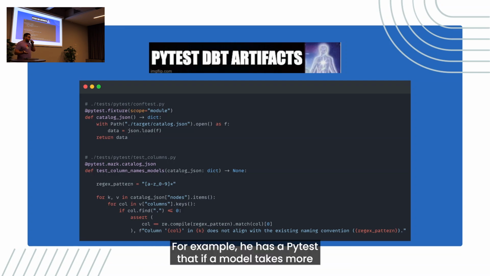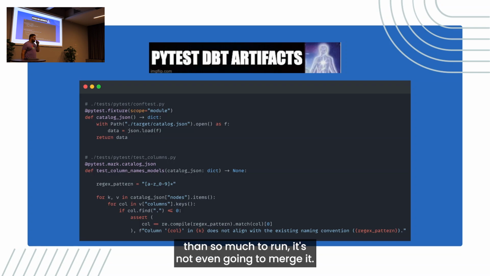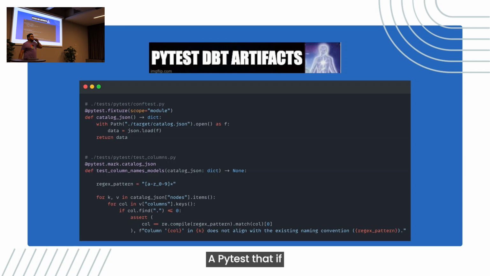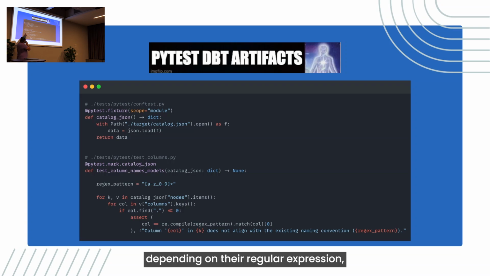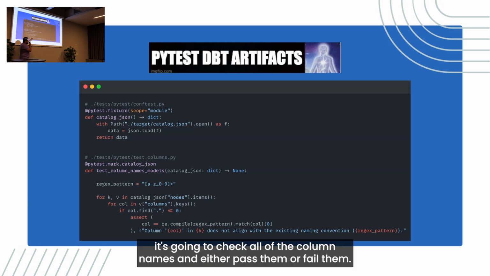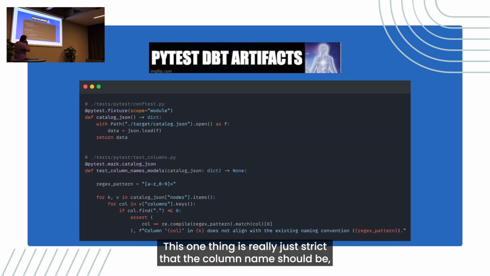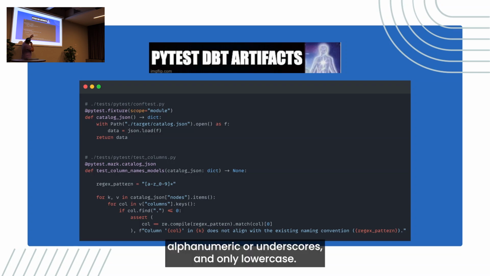For example, he has a Pytest that if a model takes more than so much to run, it's not even going to merge it. A Pytest that if the number of rows is less than the previous time, it's not going to merge it. Or this one that I think is quite interesting: depending on a regular expression, it's going to check all of the column names and either pass them or fail them. This one is really just strict that the column name should be alphanumeric or underscores and all in lowercase.